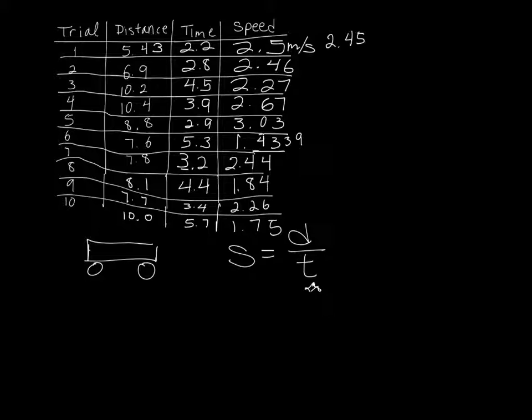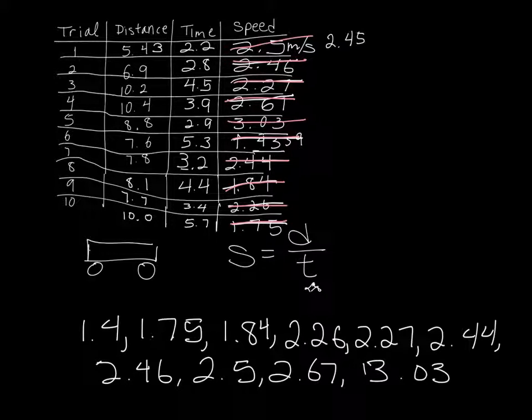So let's see, my slowest one is going to be number 6, and that's 1.4. And then after 1.4, looks like 1.75. And let me pause this while I finish.